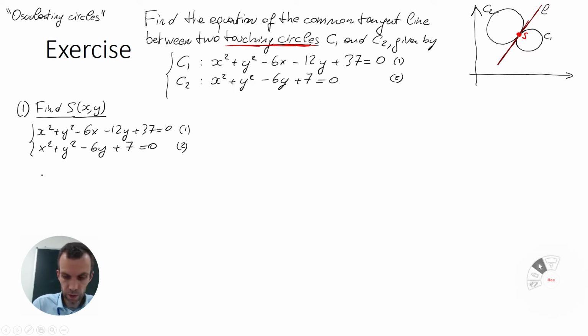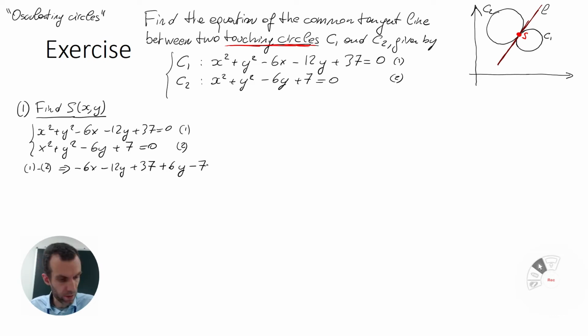This was 1, this was 2. Now, if we take equation 1 minus equation 2, then we get that minus 6x minus 12y plus 37 plus 7y, so the x squared and the x squared drop out, y squared and the y squared also cancel, and I'm writing down just the terms that are left over, so 6y minus 7 is equal to 0. And if you clean it up a little bit, you'll get that y is equal to 5 minus x. So if I know x, this will tell me y, but I don't know x yet.